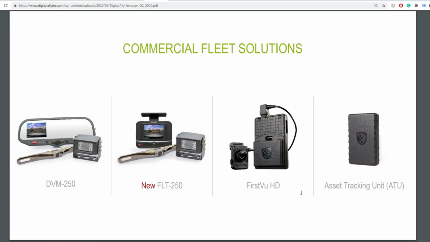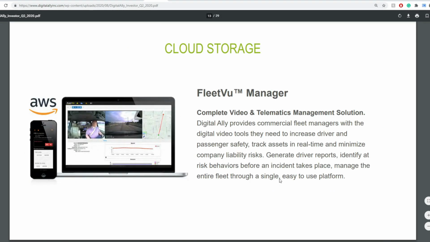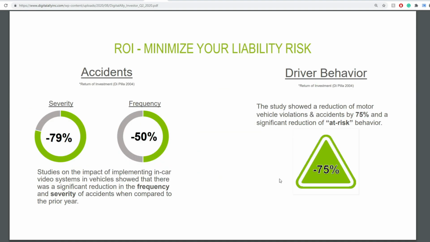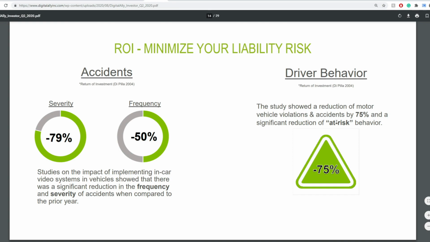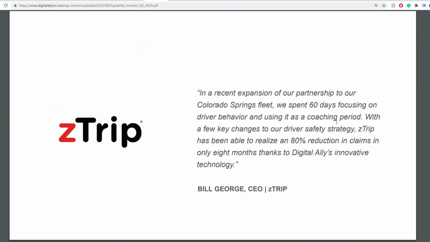Next thing is commercial fleet, and this goes towards basically very similar dash cams, trackers, and body cams. It also works on the cloud services using their FleetVU Manager, which basically lets you track whoever you want of your fleet online. Next thing is it says that it minimizes your liability risk, with severity of accidents going down by 79%, frequency cut in half, and a study showed a reduction of motor vehicle accident violations by 75%, a significant reduction of at-risk behavior.